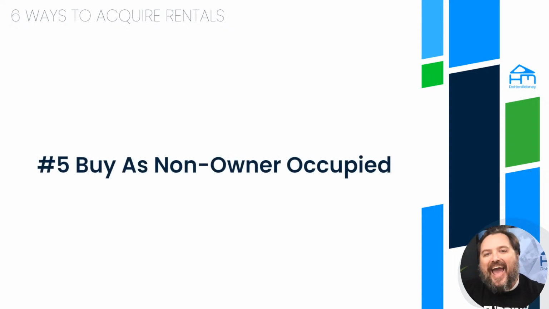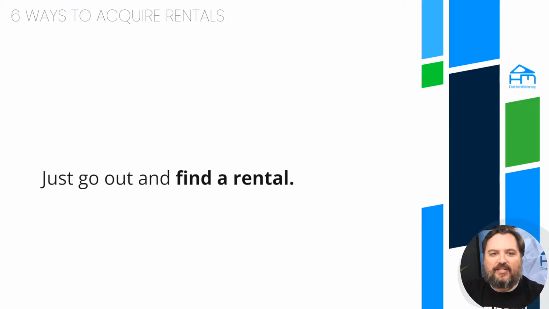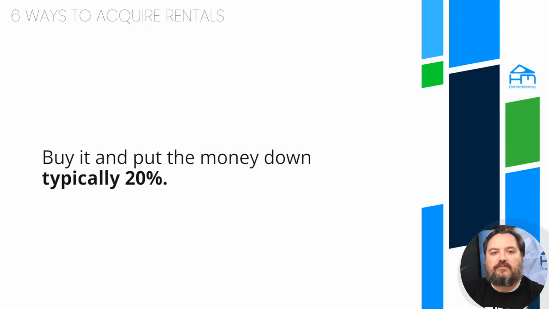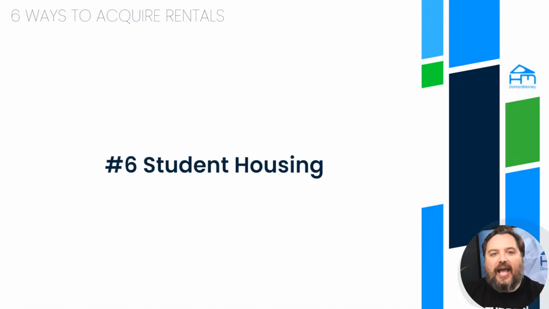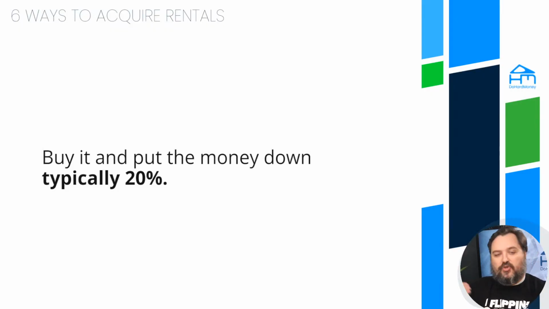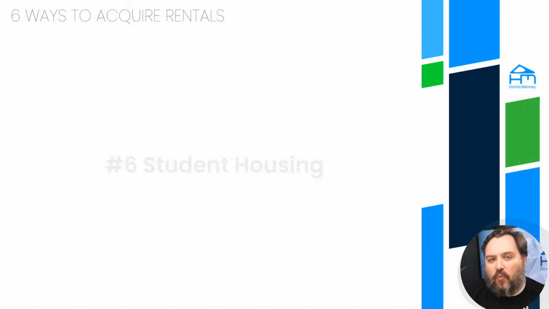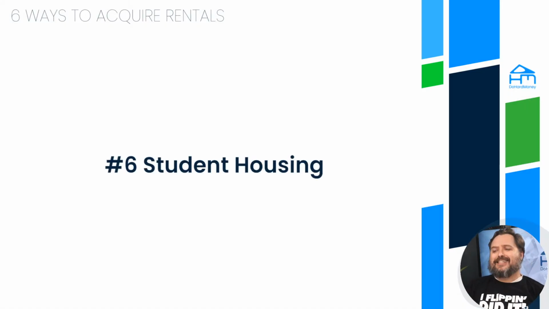Number 5, buy as non-owner occupied, okay? This is where you simply just go find a rental, you put 20% down, and you rent the property out, and you keep doing that every time you can get enough money to put 20% down. You keep buying new ones, you buy the best deal you possibly can, and you try and improve the property value. And as you do that, and hopefully appreciation takes its effect, you will grow your rental portfolio.